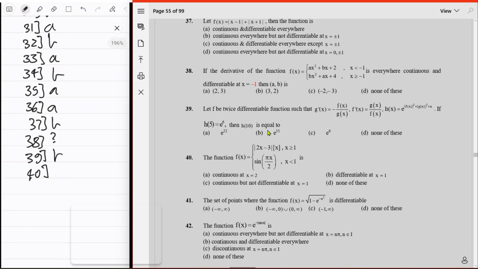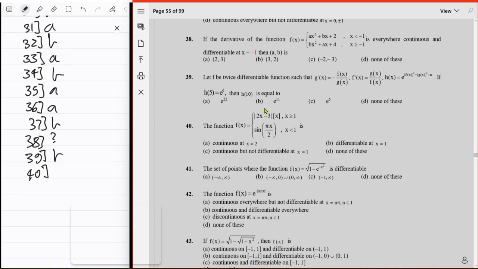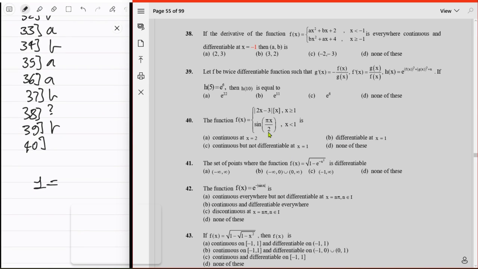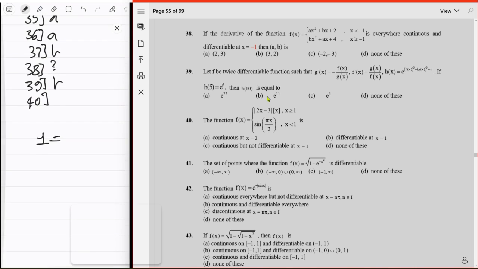40. The function, this function is, okay, continuous differentiable, that's one. Okay. So is this continuous at x equal to 2? Well, it is. I mean, just sine of pi, it's going to be continuous, of course. What's at x equal to 1 though? X equal to 1, this will basically become 1. Sine of pi upon 2, right? Put x equal to 1 in there, it will just be what? 2 minus 3, just -1, mod of that 1.